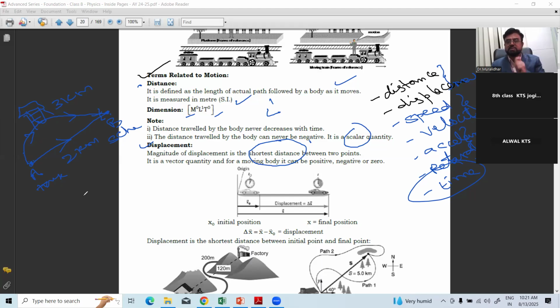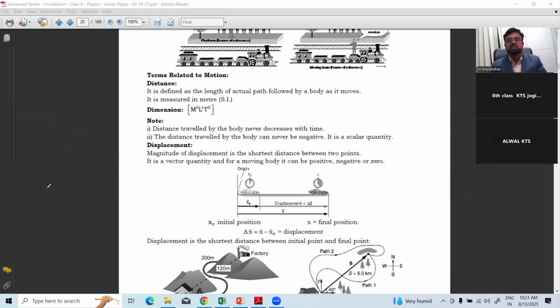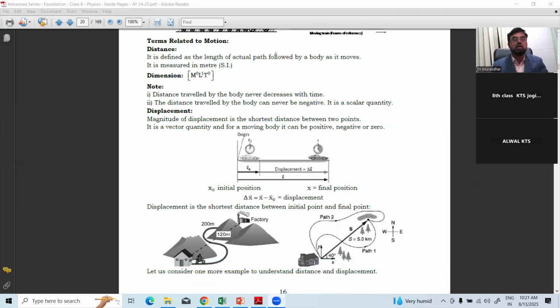That is considered displacement. See, from A to B, we can go like this, or like this, or any way. Like this also you can go. But what is the shortest? The shortest is AB. And the shortest distance is called displacement. The total length of the path is called distance. The shortest distance is called displacement. Remember. Displacement is a vector quantity.